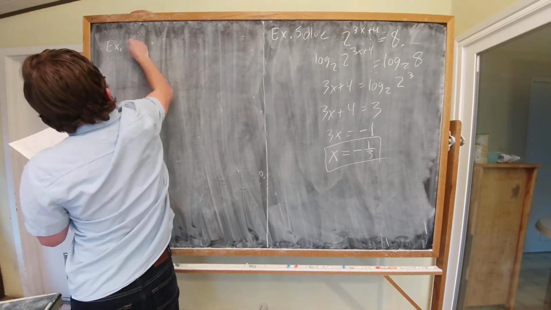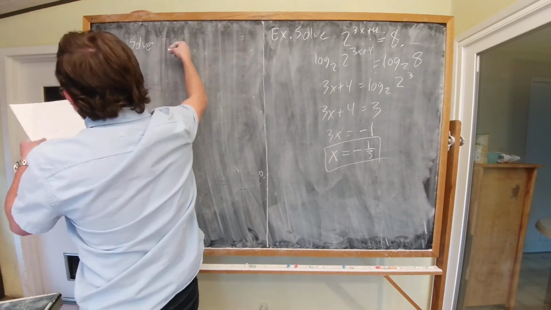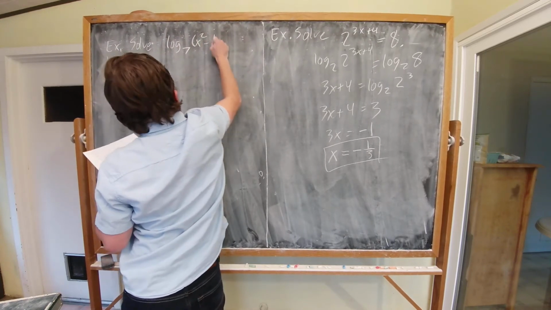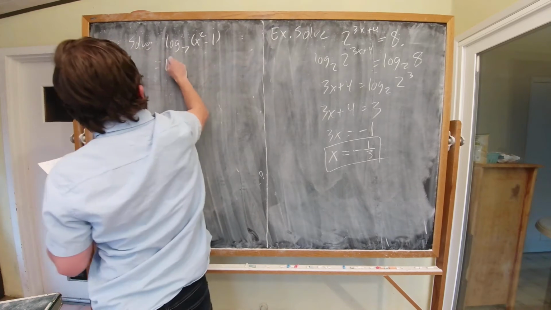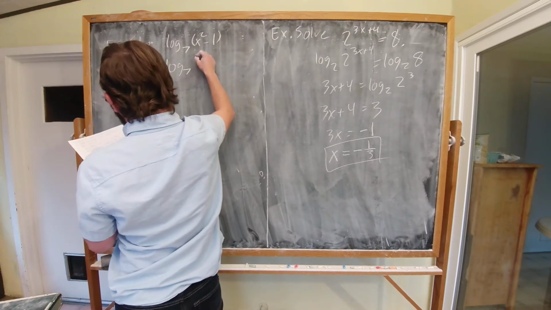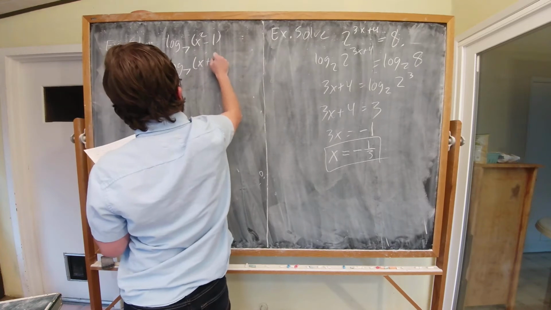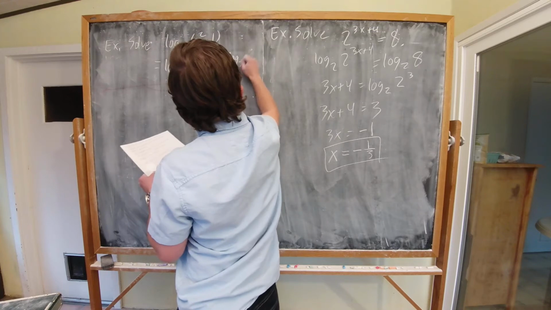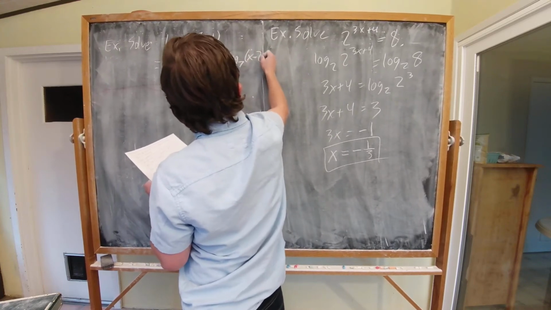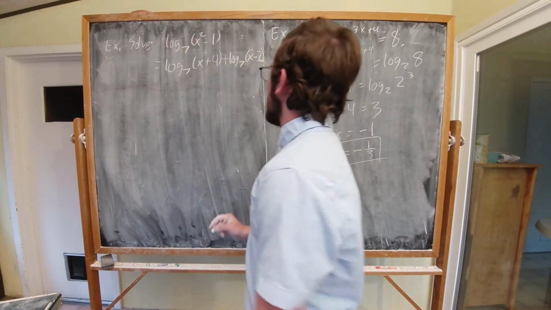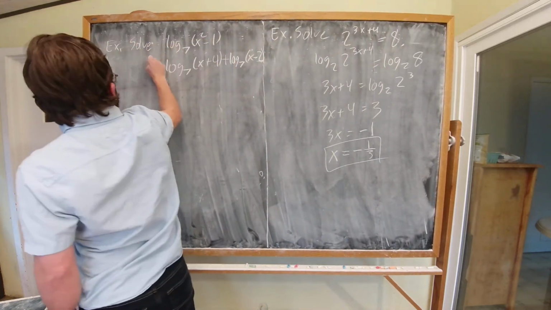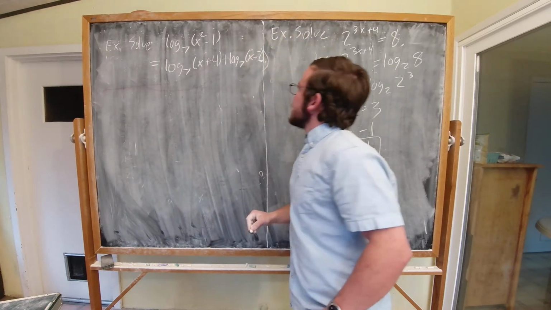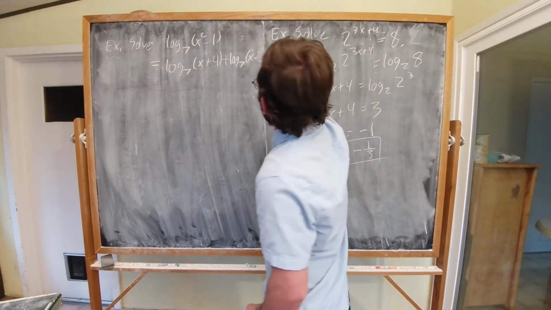Let's say we're told to solve log base 7 of x squared minus 1 is equal to log base 7 of x plus 4 plus log base 7 of x minus 2. Alright. So when we go to solve this, let me rewrite that a little bigger.